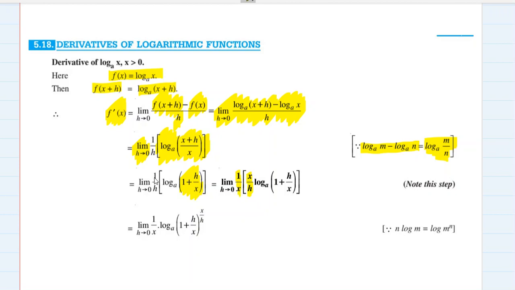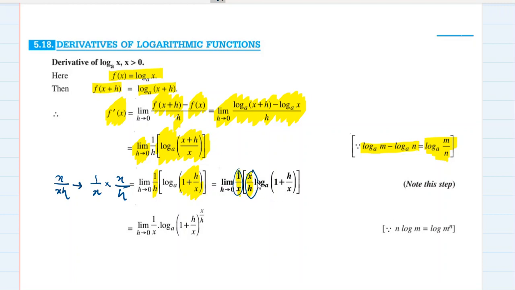In the first step, 1 by h was outside, so what they have done is multiplied and divided by x. Since they have multiplied and divided by x with the whole term, what do we get? We get x by xh. I will write x by xh as 1 by x multiplied by x by h. So x by h is written inside and 1 by x outside.